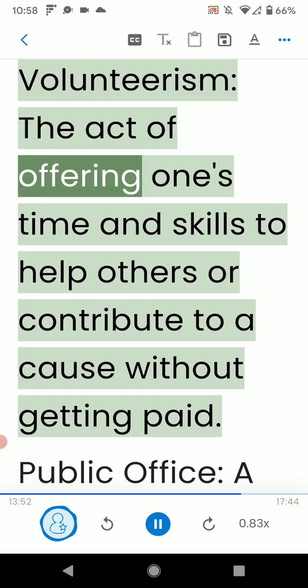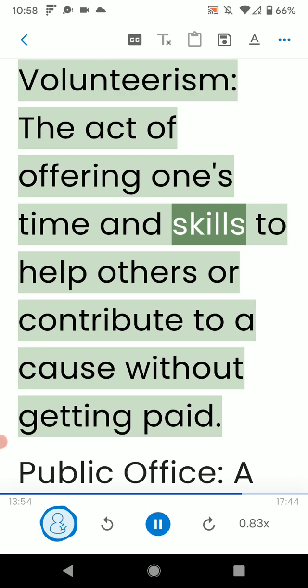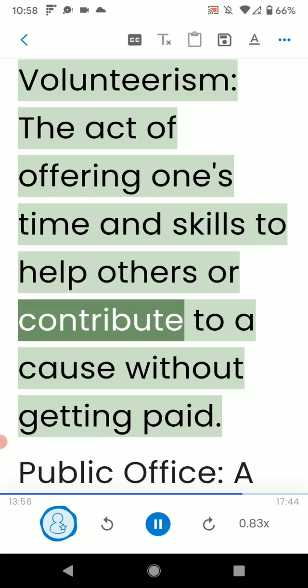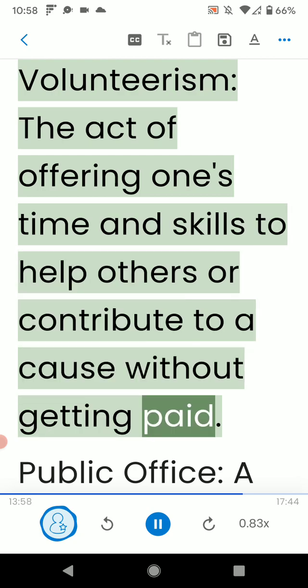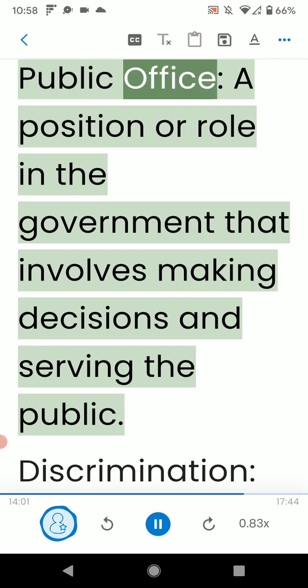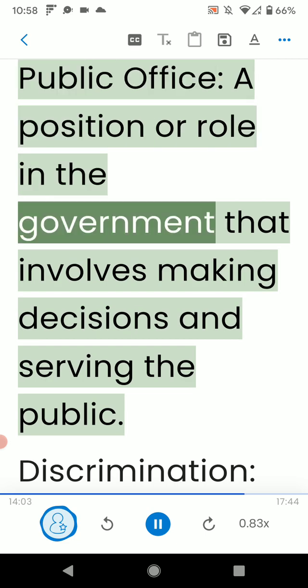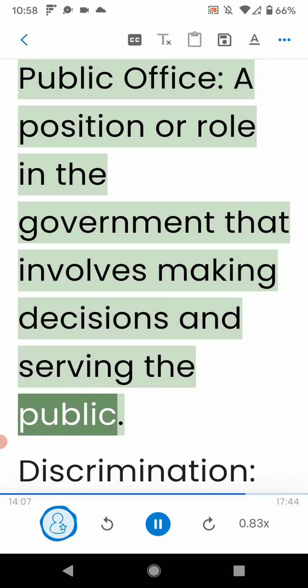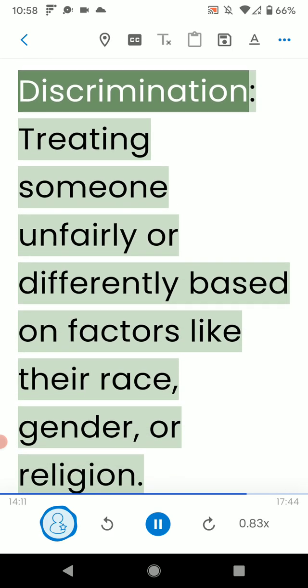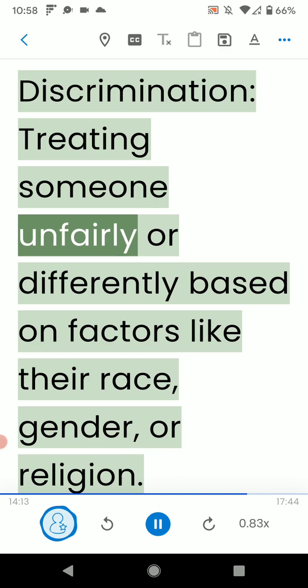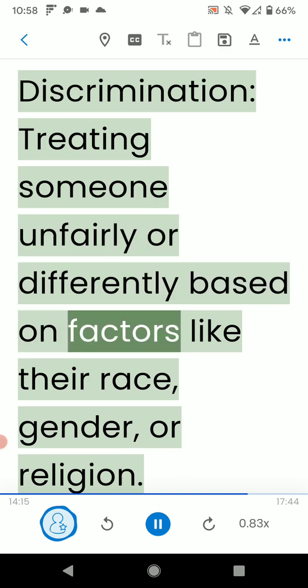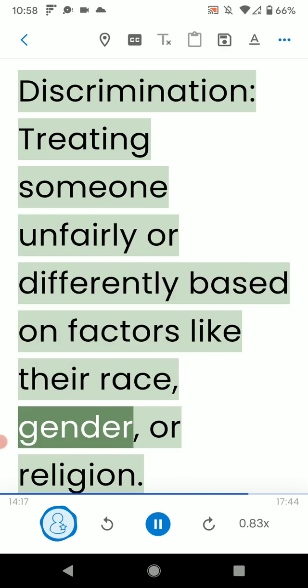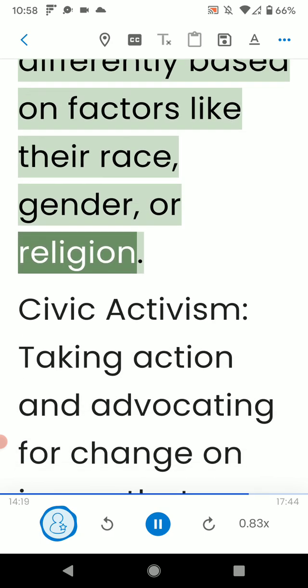Volunteerism, the act of offering one's time and skills to help others or contribute to a cause without getting paid. Public office, a position or role in the government that involves making decisions and serving the public. Discrimination, treating someone unfairly or differently based on factors like their race, gender, or religion.